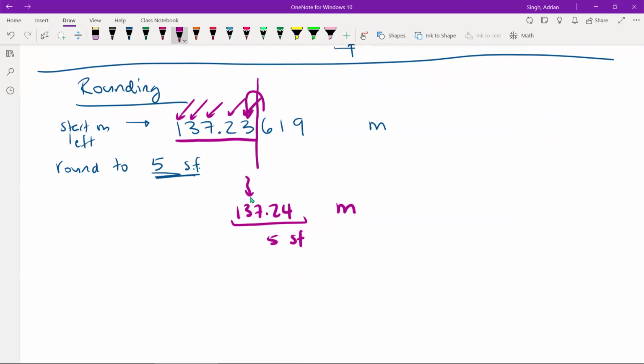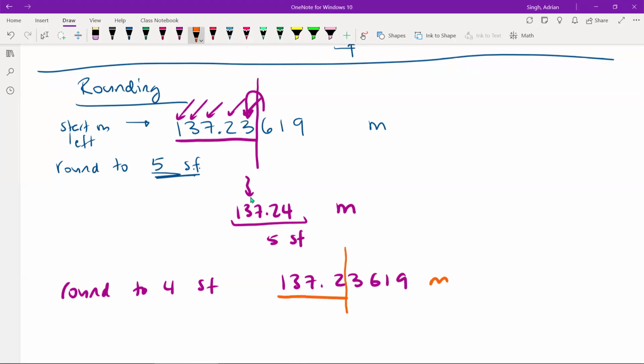Similarly, if we take the same number above, I'm going to round it to 4 significant figures. So I have 137.23619 meters again. I'm going to round it to 4 sig figs. Start at the left: 1, 2, 3, 4. So the 2 there is the 4th sig fig. I look at the next digit. This next digit is less than 5, so I don't need to round the 2 up by 1. I can keep the 2 as it is. So this becomes 137.2, and I just drop the remaining digits. This has 4 sig figs, and I have meters as my unit.